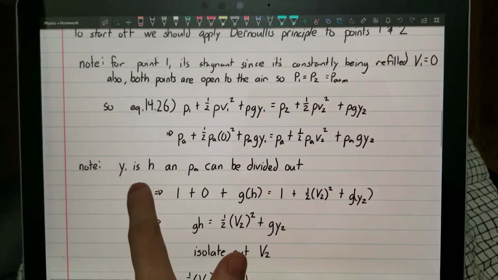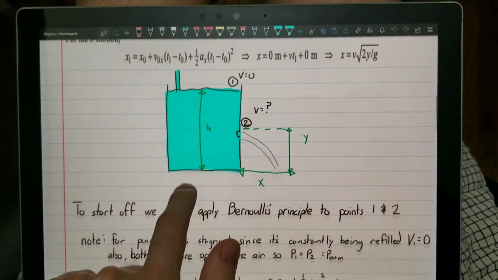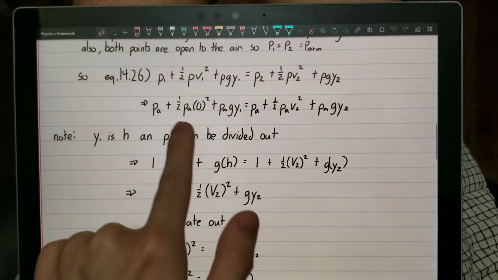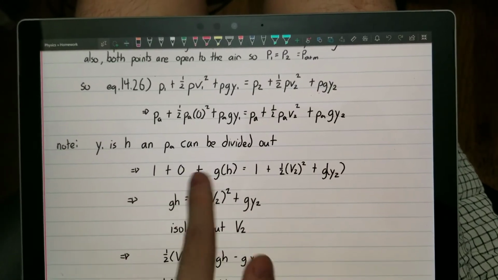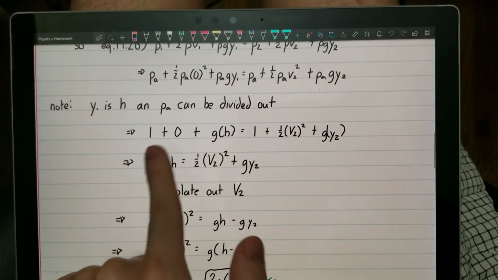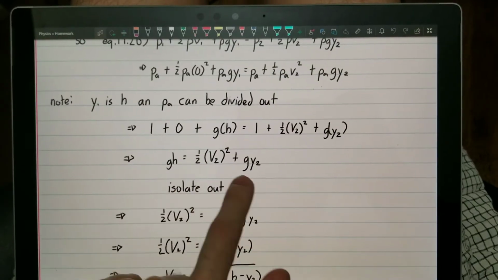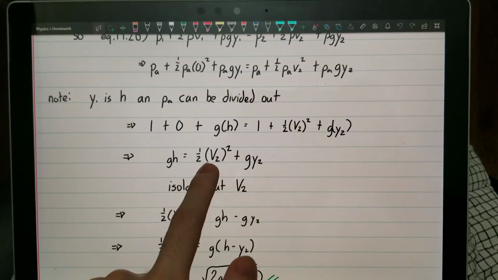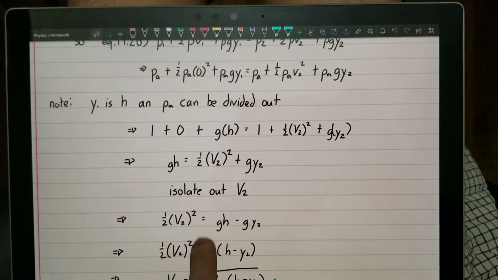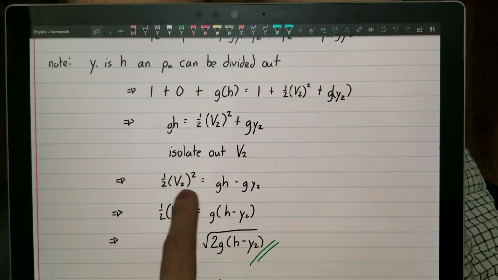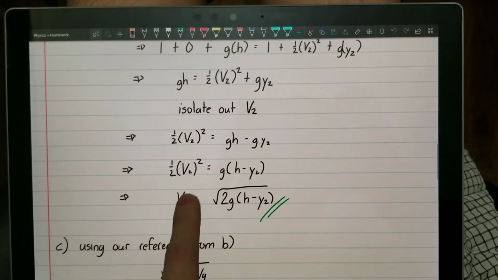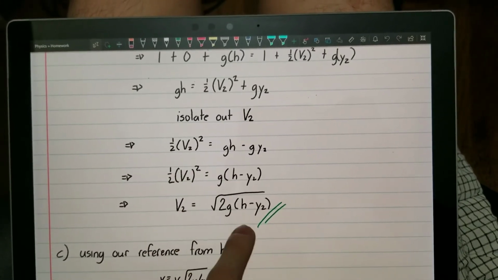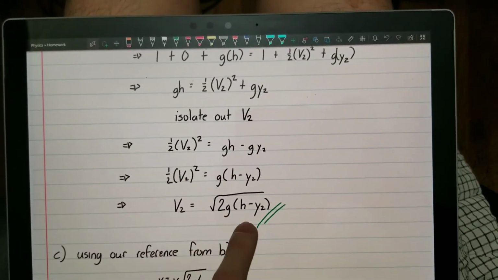Now you might notice that y1, I didn't replace it earlier, but it's simply just h, and every single part of the equation has ρ, so that can be divided out. And once you simplify everything, it ends up looking like this. What we're looking for is v2. So this one right here. So we're trying to isolate that out, moving everything to the other side, and then dividing out 1/2, and then square rooting the other side, which leaves us with this equation, v equals the square root of 2g(h minus y).